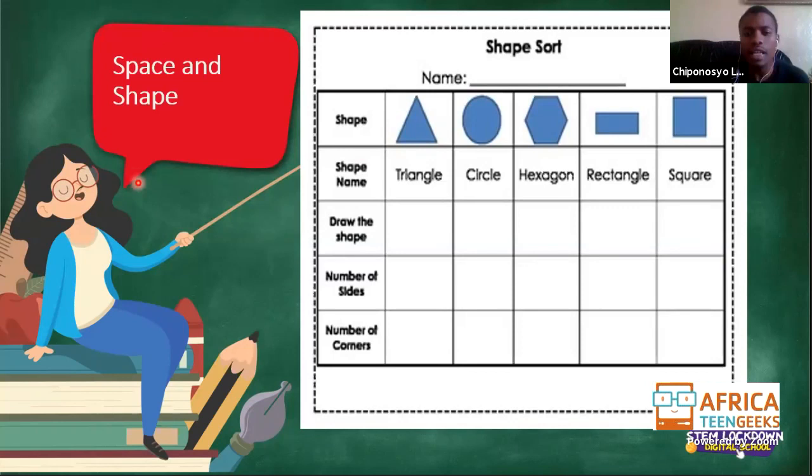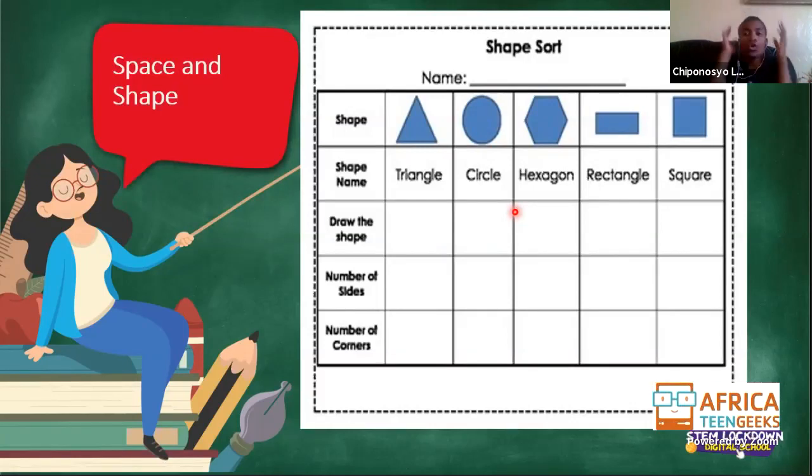Can you see the sides? Can you see the corners? All I need you guys to do is write triangle, and after you write triangle, write the number of sides of the triangle and the number of corners of the triangle. Your 4 minutes start now. Your 4 minutes have started.